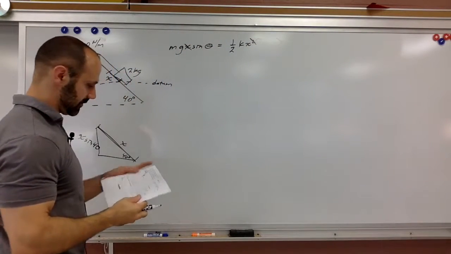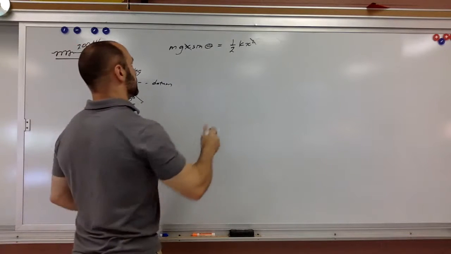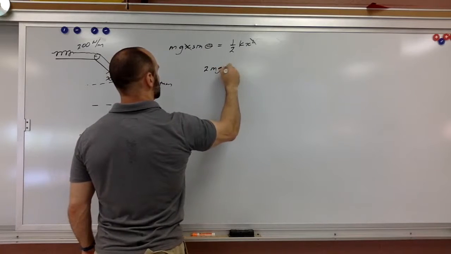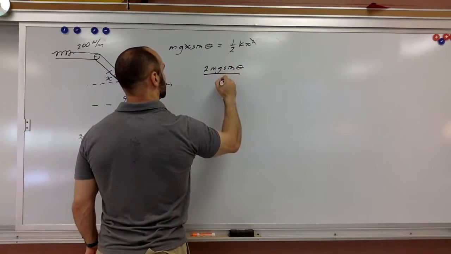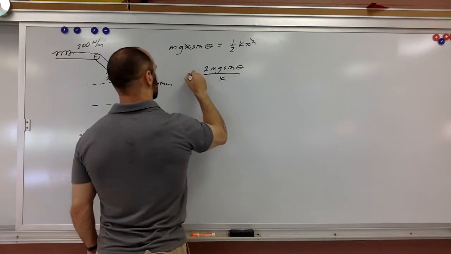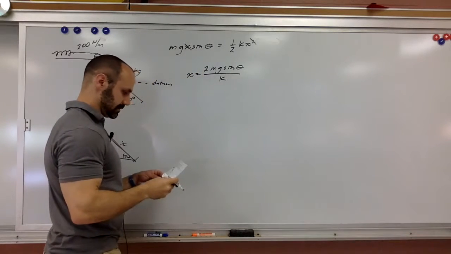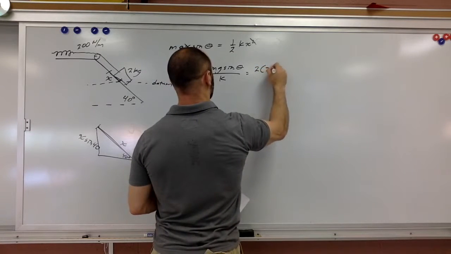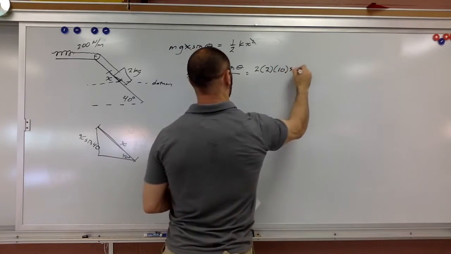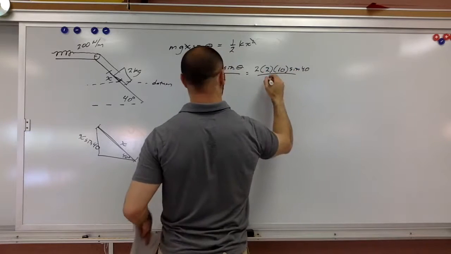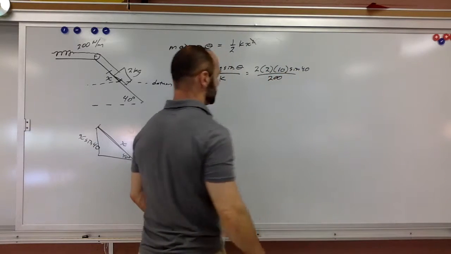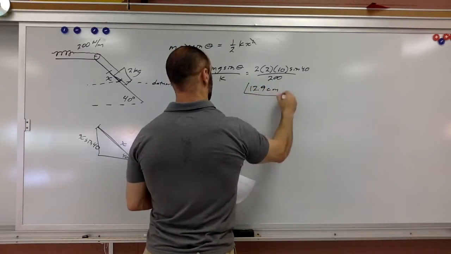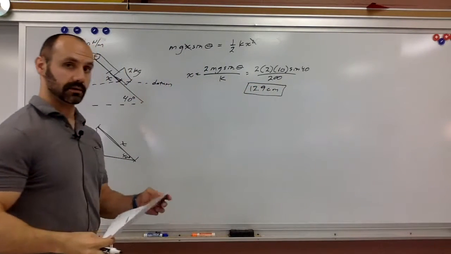What do we want to know? How far down the incline did the box slide? So we're looking for x here. This is going to be 2 mg sine theta over k. That's what x is equal to. So we get 2, the mass is 2, g we're just going to use 10, sine of 40, and k is 200 newtons per meter. That should come out to about 12.9 centimeters. That's how far it goes.